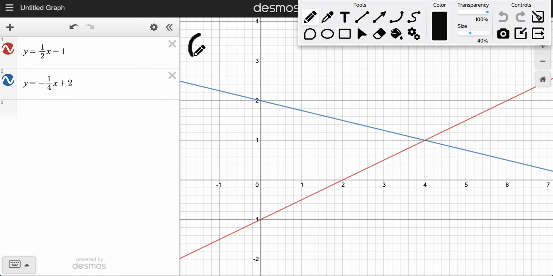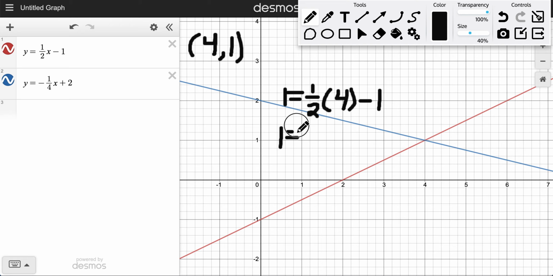So my ordered pair was (4, 1), and then let's work through each equation here. Y is going to be 1, so I'm doing the red one first: 1 equals 1/2 x minus 1. My x value from the coordinate where they cross is 4. I'm plugging that in, substituting, and then minus 1. On the left-hand side I have a 1, but on the right-hand side, 1/2 times 4 is 2. 2 minus 1 is 1.